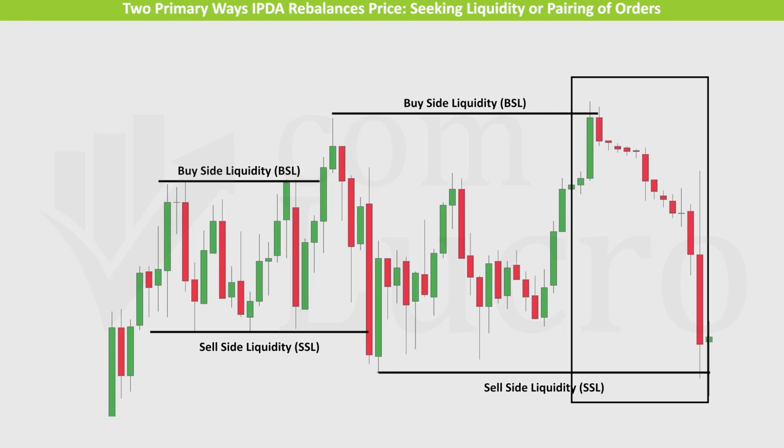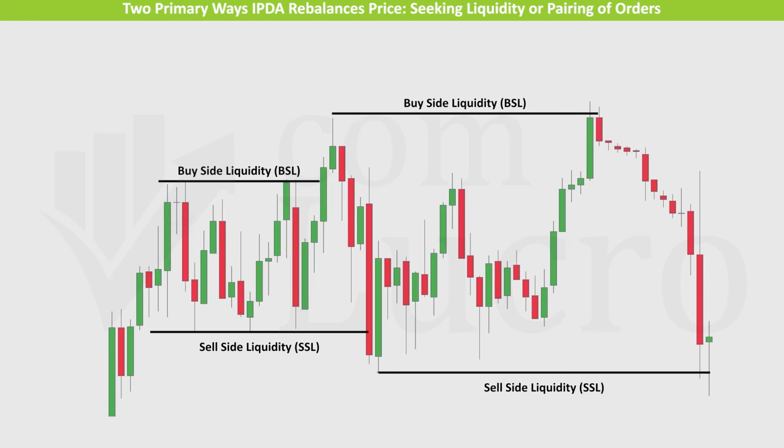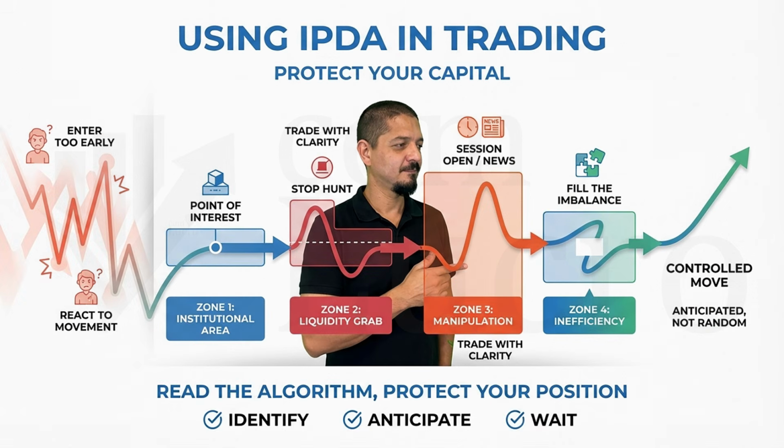The algorithm repeats this cycle continuously, engineering and regenerating liquidity throughout the market. It does this to make manipulation easier, absorb more liquidity, and fulfill large institutional orders. Understanding how this algorithm works will help you protect your assets in the market. Here is how traders use IPDA to do that.